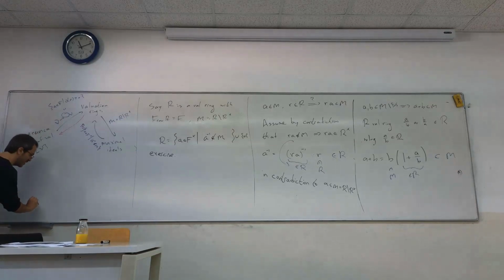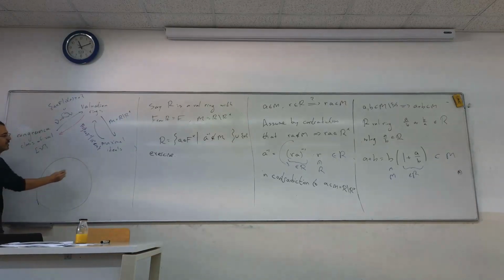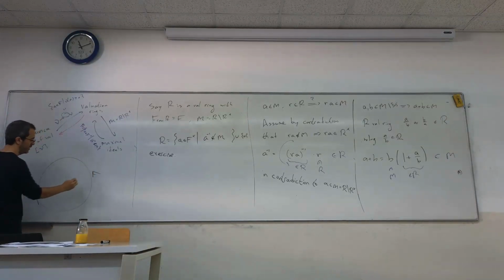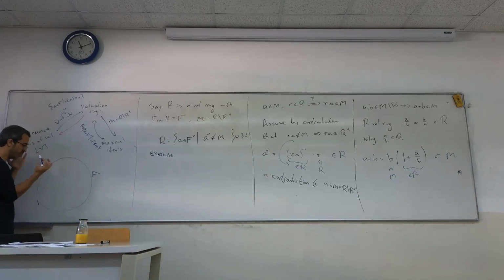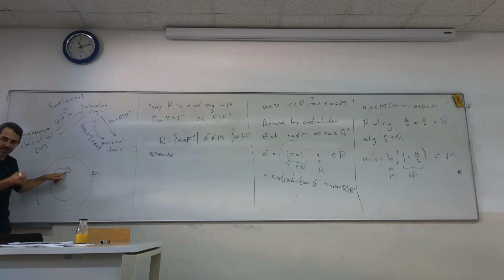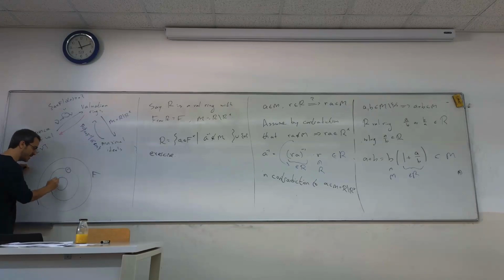So here's the thing. This is your field. Within the field, like maybe k(x), the rational function field, once you think of a point, you have a valuation ring. So maybe these are all functions with no x in the denominator, defined at 0. And within that, you have its maximal ideal.